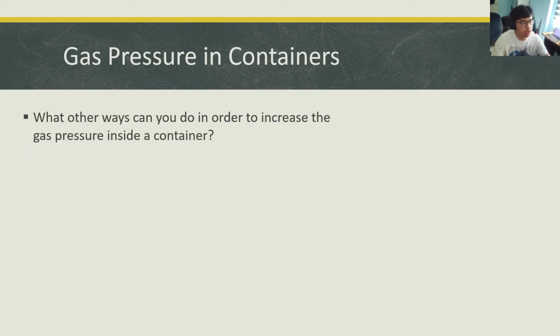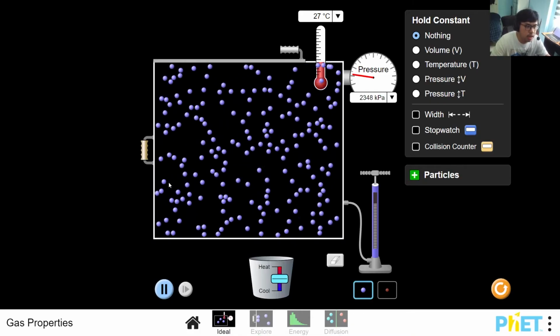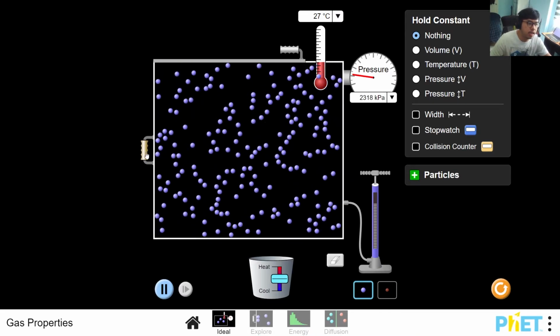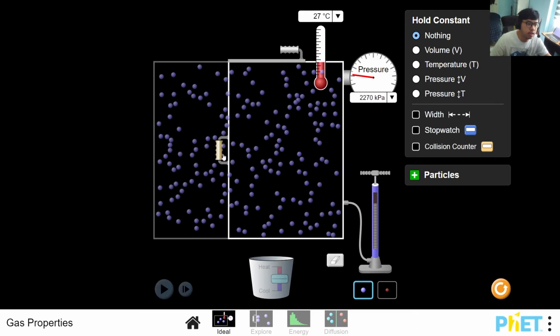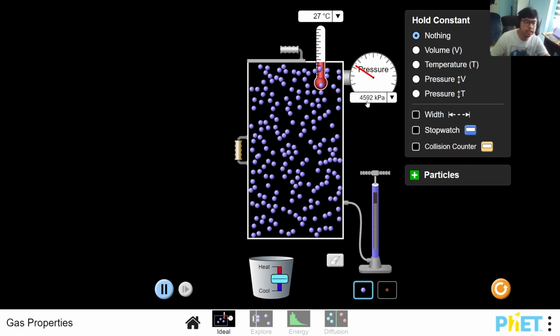Now, what other ways can you increase the gas pressure inside a container? You just have to make sure that the molecules make more collisions. One way is to make the container smaller. Here I have the simulation again. The pressure is about 23 kilopascals. If I make the container smaller, let's say about half the size, the molecules have less space, or in other words, less volume. So the container has less volume. What's going to happen to the pressure? Right now it's 22 kilopascals, and now it has jumped to 46 kilopascals.